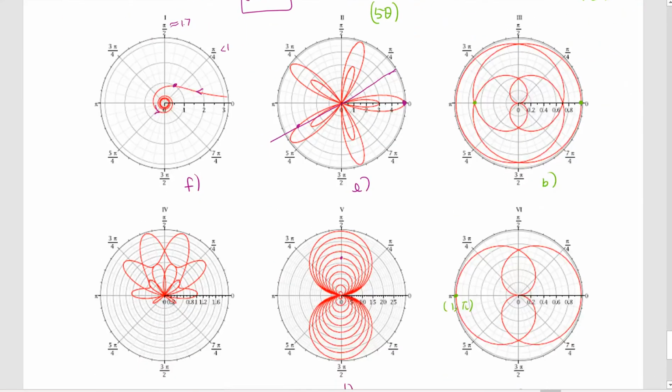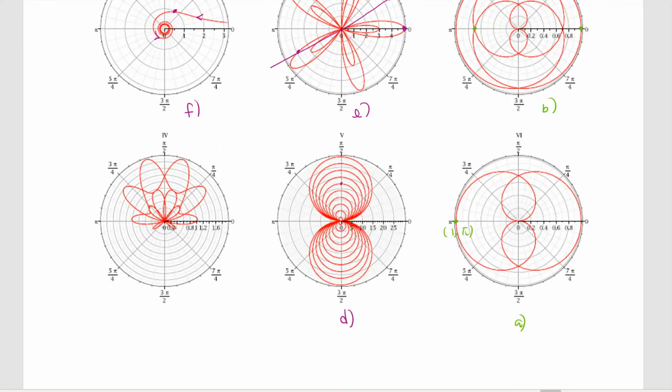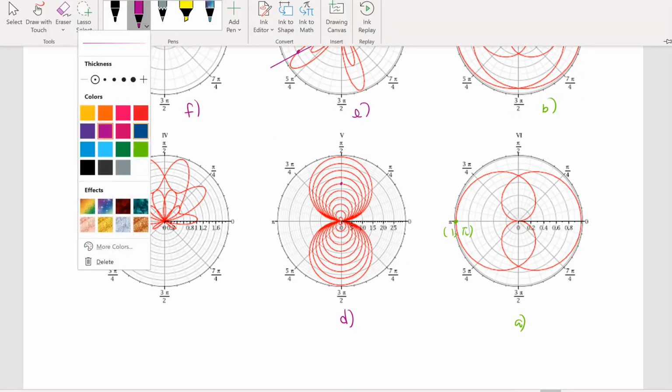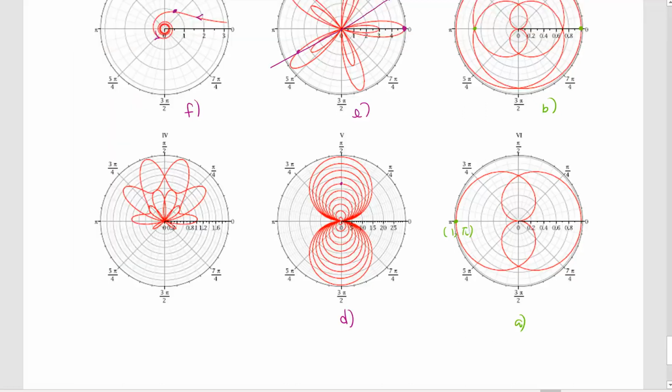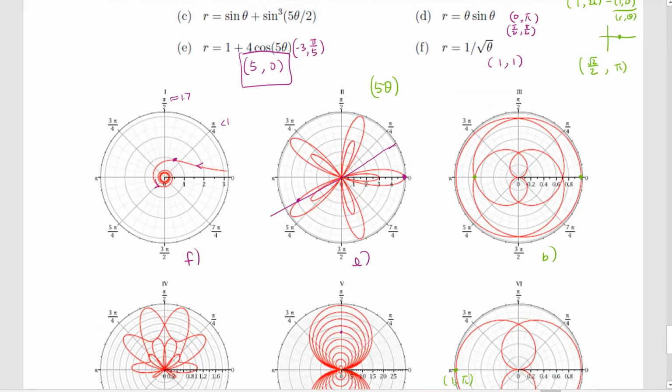So what's left? The last picture is the fourth picture. Oh, that must be C. Let's look at equation C. Sine and sine cubed oscillate between 0 and 2. So that's why this is 2, and all the graph lies in this range, 0 to 2. You can see the 5 gives us these pieces.